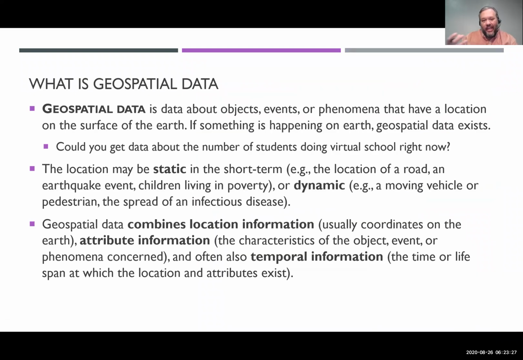So geospatial data, and we've used this term geospatial a fair amount already. Geospatial data is data about an object, an event, any kind of phenomena that is happening on Earth. It has a location on Earth. If it's something that's happening on Earth in space and time, then geospatial data exists for it. Now, that data could be static, and static data would be data that doesn't move. If you looked at the location of UHS, that would be static data.